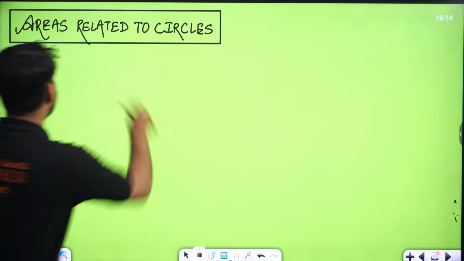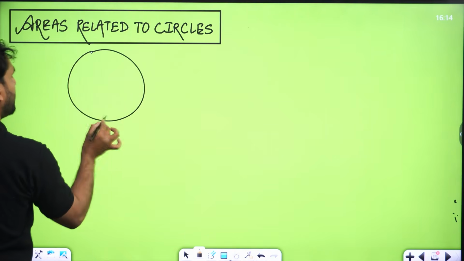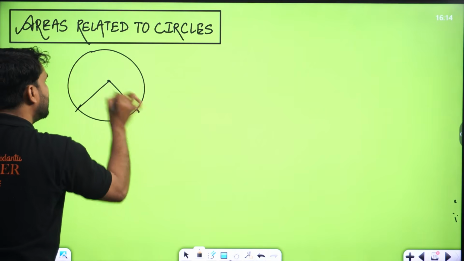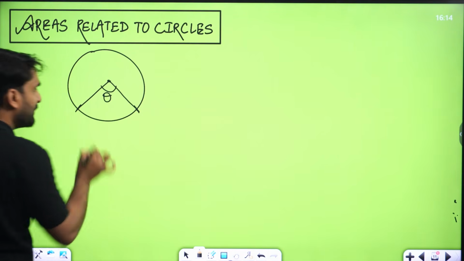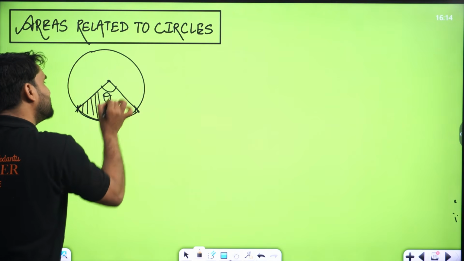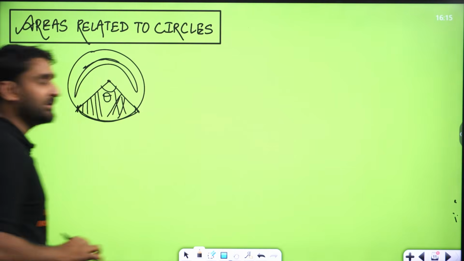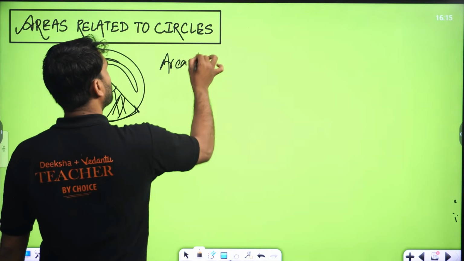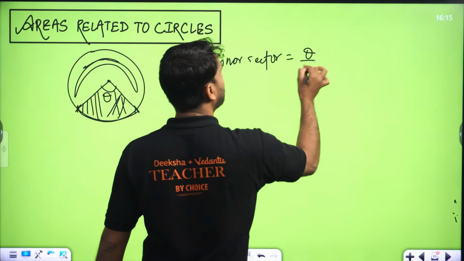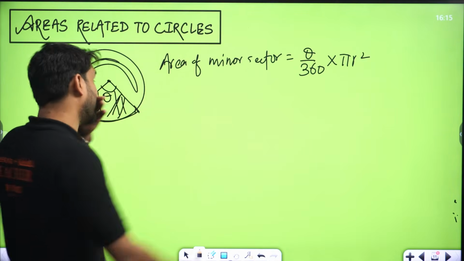Moving to the next chapter. Okay, now area related to circles. So my dear, in area related to circles, this is a circle. If we take an arc here, and this arc is making an angle theta at the center, this is called arc, and the shaded figure you can see here is called the sector, and the remaining part is also a sector, but this is the major sector, right? So the area of the minor sector, we have the formula theta by 360 into pi r square. This formula we use to find the area of the sector, right?